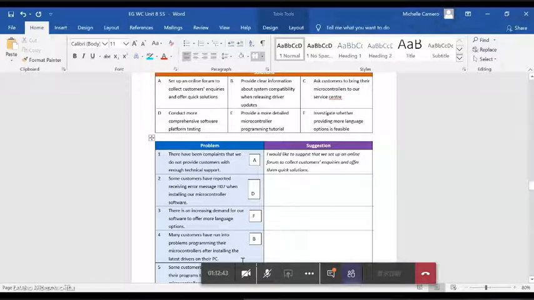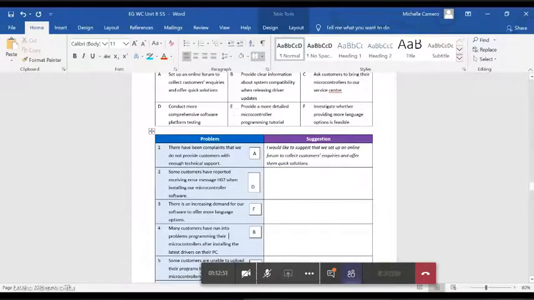All right, number 5. Let me see if I can move this. Okay. Some customers are unable to upload their programs to their microcontrollers. What do you think? If you said E, provide a more detailed microcontroller programming tutorial, you are correct. Very good.